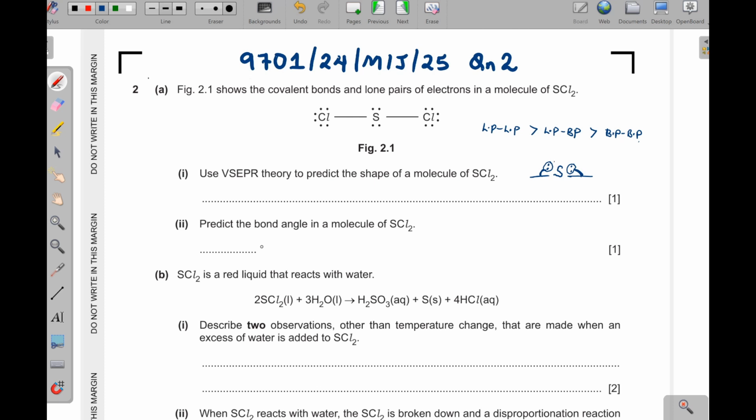But since the repulsion here is stronger than the repulsion here, and in turn greater than the repulsion here, this is the weakest here. So these bonds here will be forced to bend. You see that? So we can have something like this. This one will bend, and also here. Then you have this and that.